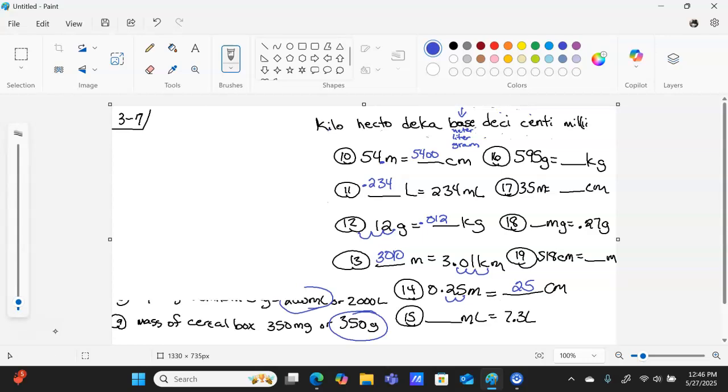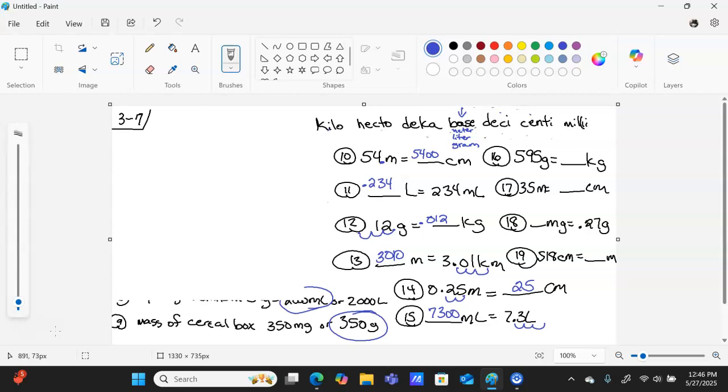Number 15, I'm at liters, which again is a base unit, and I'm going to milliliters. So I'm going to go 1, 2, 3 to the right. So I'm going to move the decimal 1, 2, 3. That's going to require I put in 2 zeros. So I'm going to get 7,300.